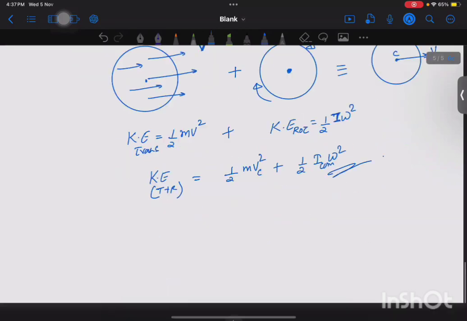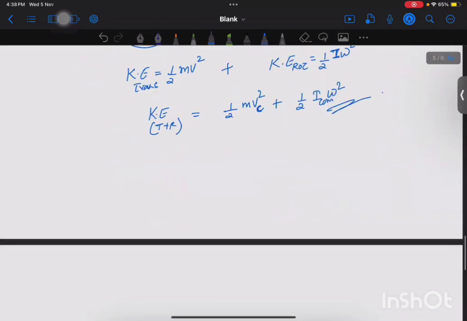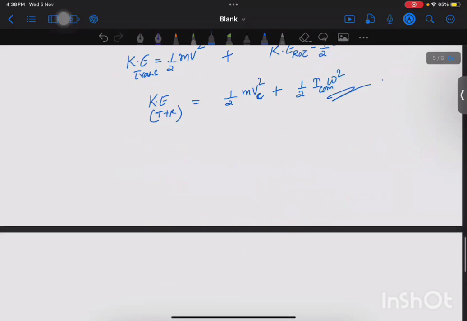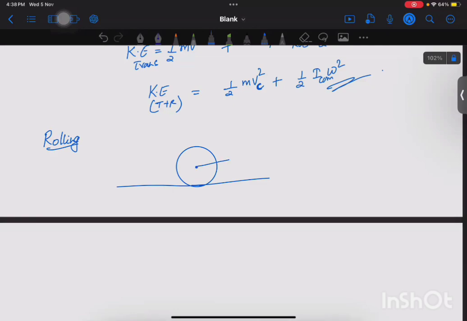Okay, so now let's take some examples. Suppose that we have an object which is rolling. Now, what is the meaning of rolling? You cannot roll actually. Actually, you can if you do some acrobatics, then probably yes. But normally, circular boundary objects are the ones that will roll.